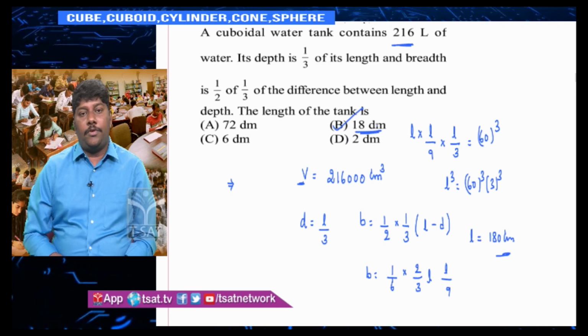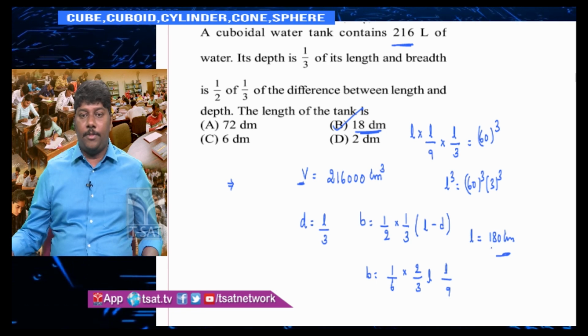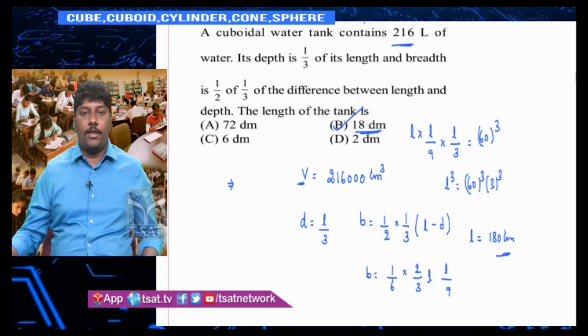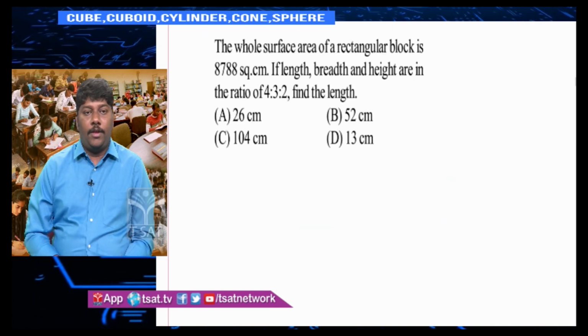He is asking for the length, therefore you can say 18 decimeters. Each decimeter is equal to 10 centimeters, so I am converting centimeters to decimeters by dividing by 10. It becomes 18 decimeters.